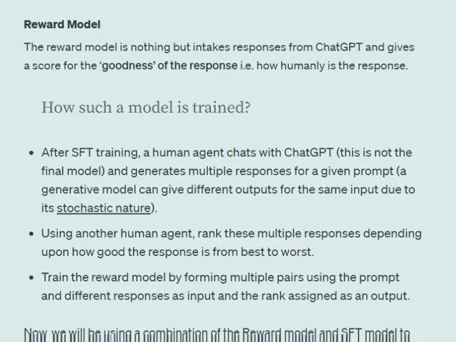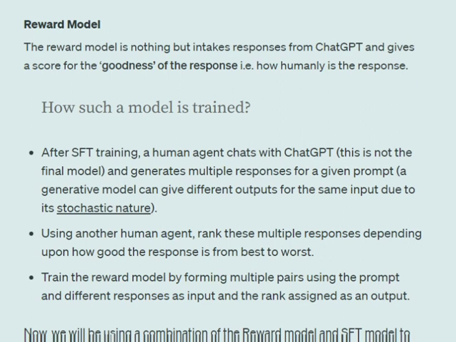After SFT training is done, a human agent chats with ChatGPT. ChatGPT is a generative model, so for a given input it can generate multiple outputs because of the stochastic nature present in generative models. You can refer to my previous blog on generative modeling to understand the different features of a generative model. If you read that, you will come to know that generative models have an element of stochasticity, that is, an element of randomness. So if you give a particular input, some input x at timestamp t, and then at timestamp t plus 1, the outputs can differ a lot, right?